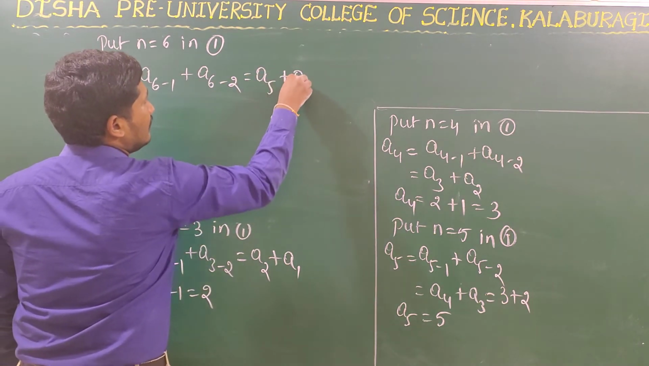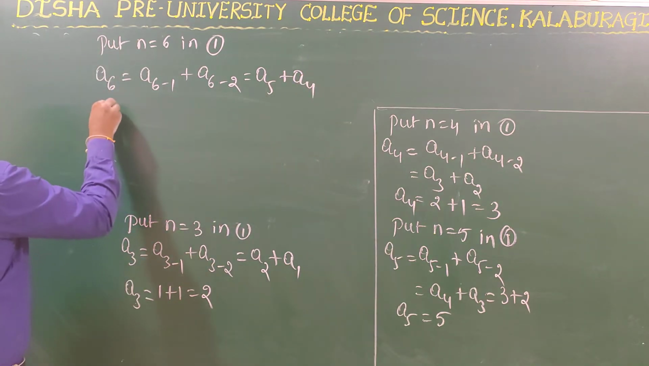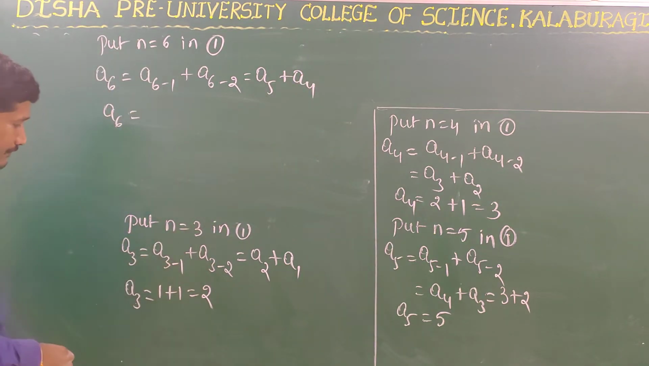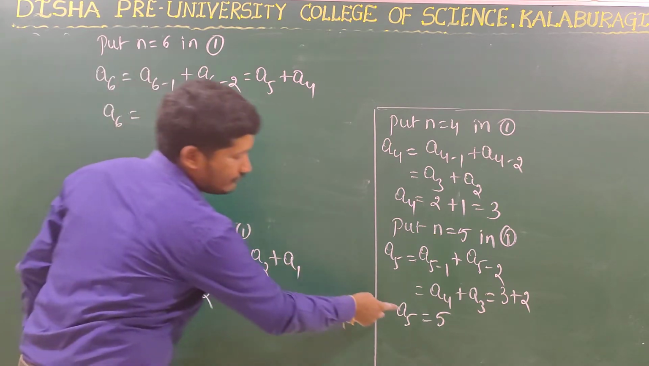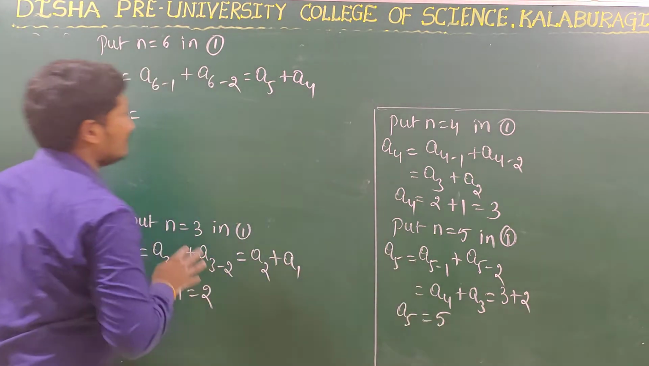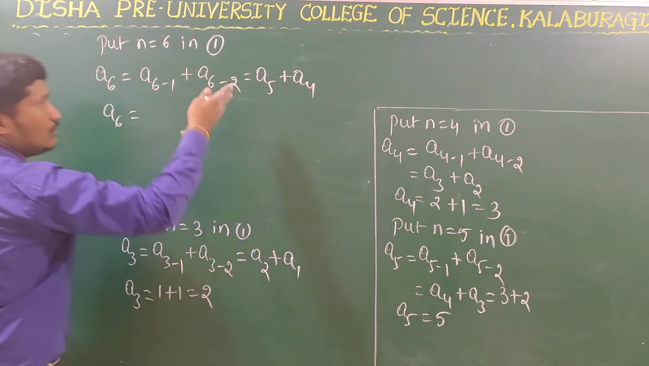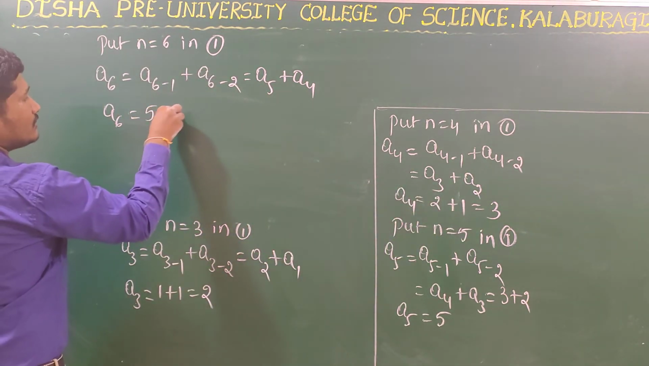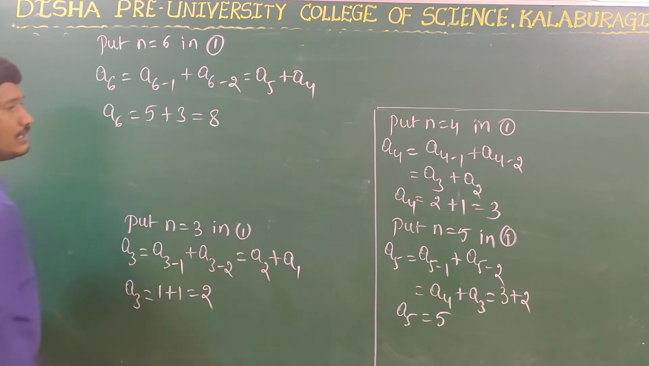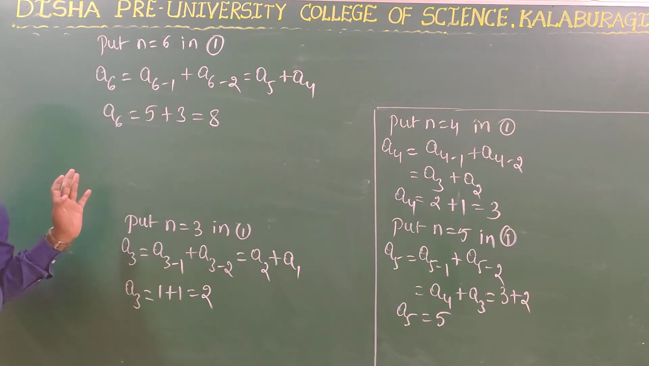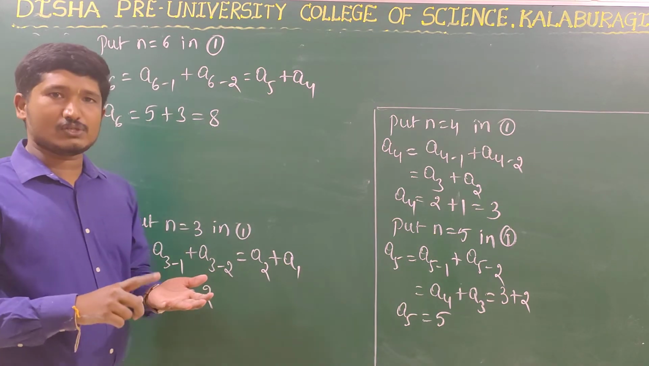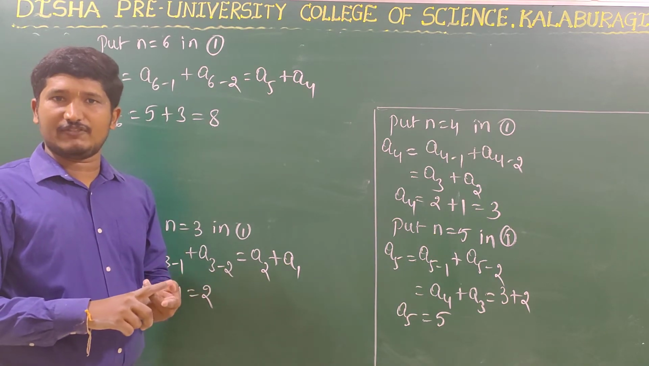A5 plus A4. Right? So A6 is equal to, see here, what is the value of A5 that we have got? 5. What is the value of A4 that we have got? 3. So add them. 5 plus 3 is equal to 8. So this is the value of your A6. So now we have got all the values A1, A2, A3, A4, A5 and A6.